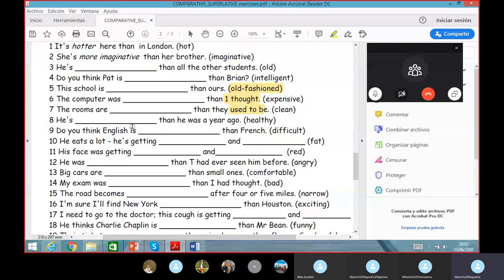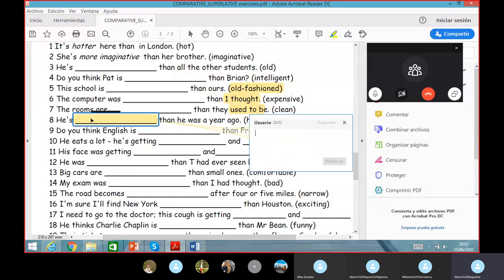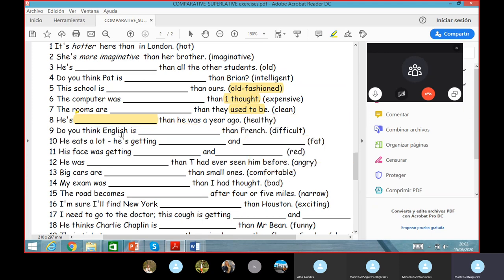More. Eight. He's healthier. Like this, healthier. I'm not writing. Very good. He's healthier than he was. He's healthier than he was a year ago. Okay.